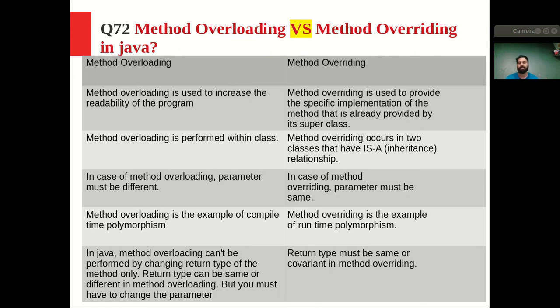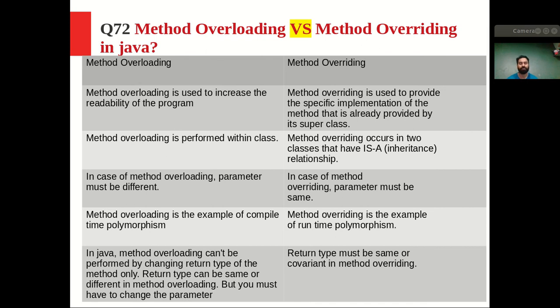The second difference is that method overloading is performed within a class. So in a single class only, method overloading can be performed. But method overriding occurs between two classes, and also inheritance should be implemented between the two classes. So this is the second point. Third point, in case of method overloading, the parameters must be different. But in case of method overriding, the parameters must be the same, right?